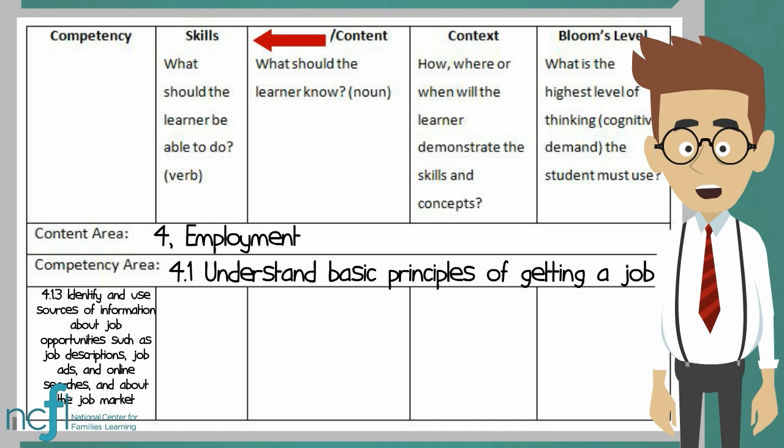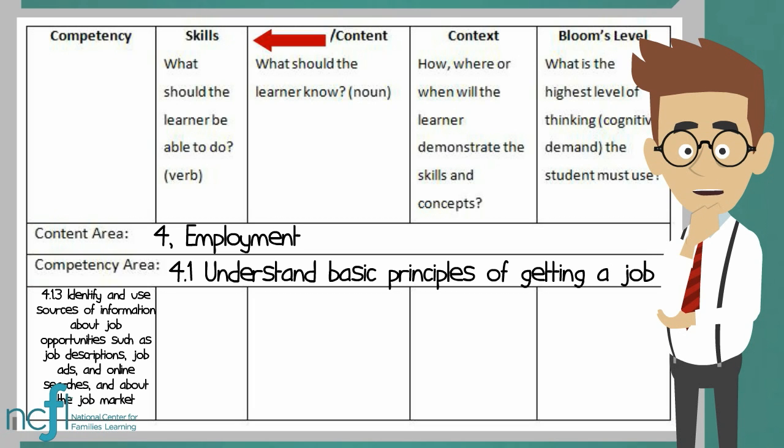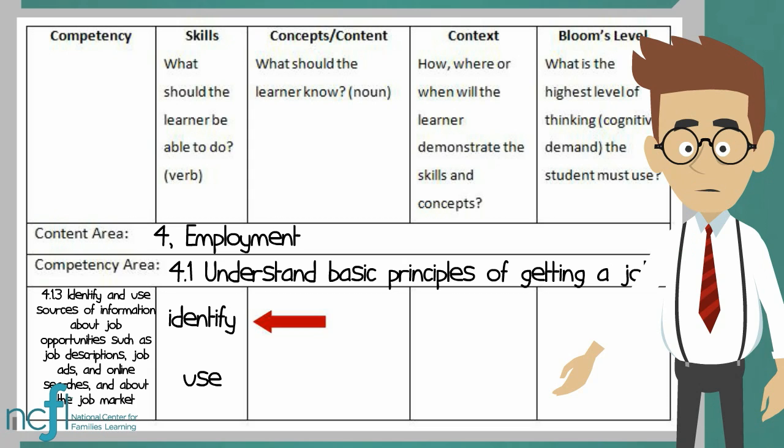The next column asks me to identify the skills my students will need to meet this competency. What is it I want my students to be able to do? The skills are represented by the verbs used in the competency, so I will look for some verbs. I see two, identify and use. So, I will place identify and use in the skills column on the chart.